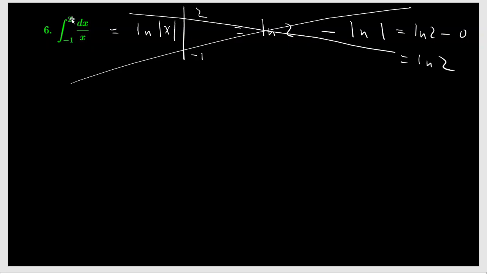Now look at the interval on which the integral is calculated. The integral is on the interval from -1 to 2, and the integrand is 1 over x, right? 1 over x is undefined at 0. 0 is in the interval from -1 to 2. So this is an improper integral. You cannot do it this way.